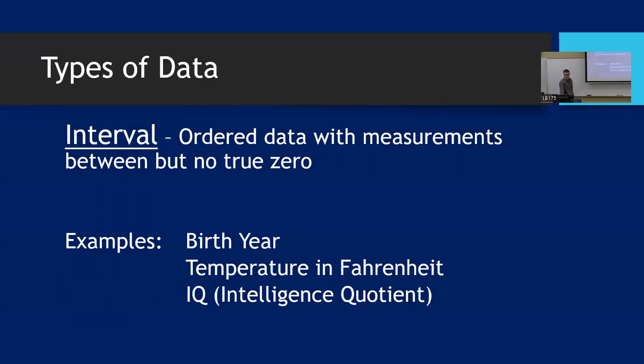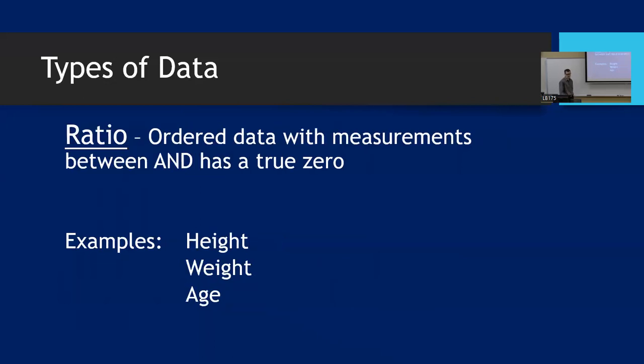So notice again, all of these things, in some ways, the birth year, the temperature, those could go into the negatives. That makes sense? So that's an interval versus ratio: can we go into the negatives? Ratio has a true zero, so you're not really going into the negatives there. Does that make sense? And in general, ratio is the nicest thing to deal with.